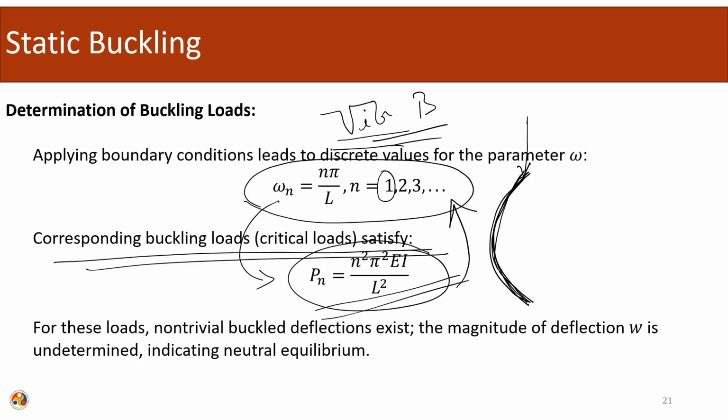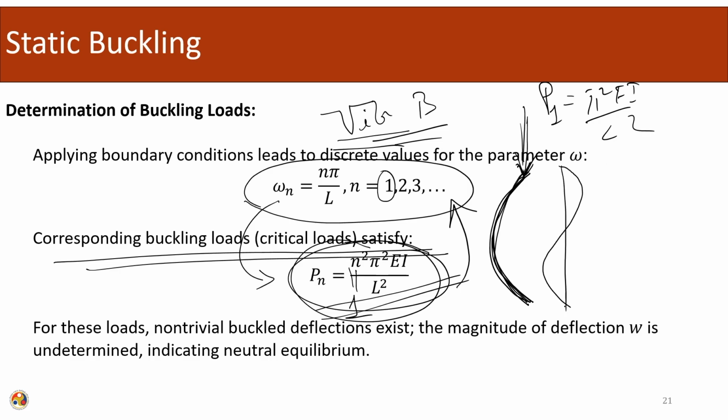This is the lowest vibration shape, and in order for the system to buckle we will need loading equal to this much, where n equals 1. So, in order for the system to buckle corresponding to a mode resembling the first mode, the loading P1 will be pi squared EI over L squared. Subsequently, if the system has to buckle in the second mode, P2 equals 4 pi squared EI over L squared, and so on. For each corresponding vibration buckling mode, the load can be calculated. For this load, a non-trivial buckled deflection exists.